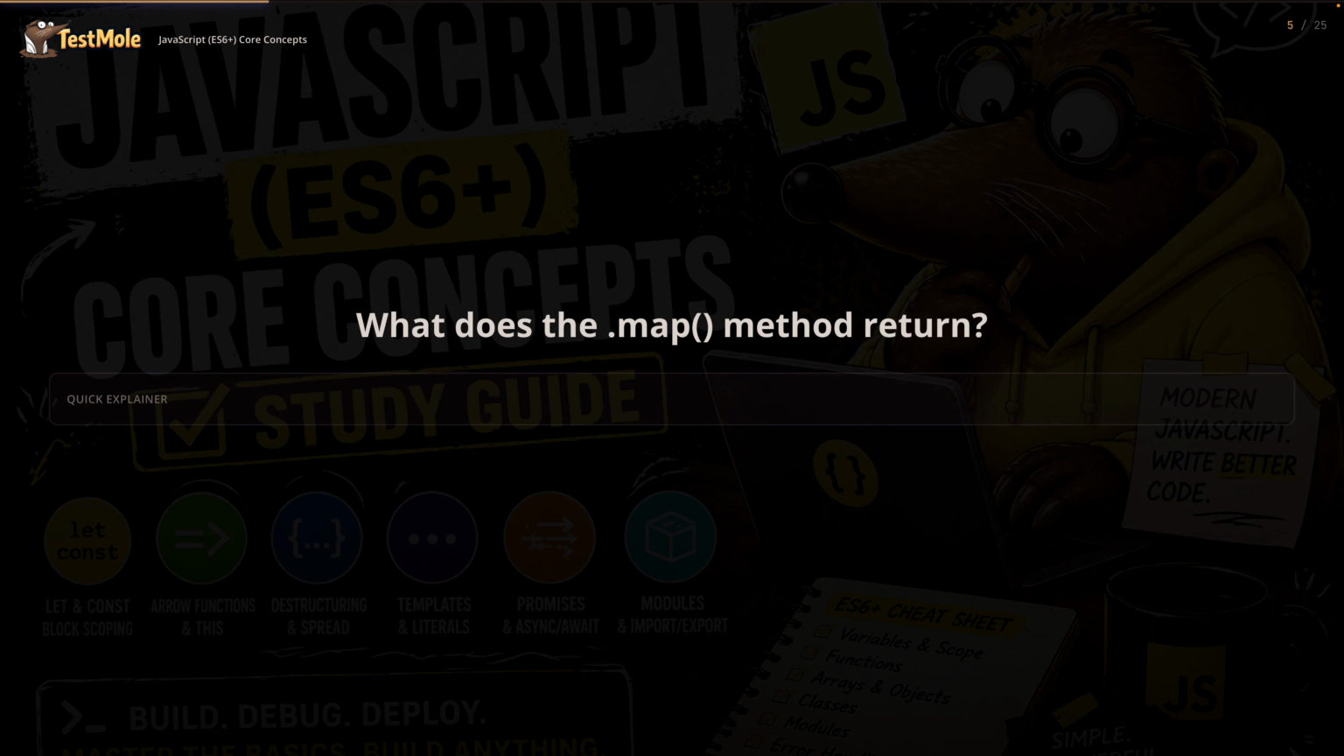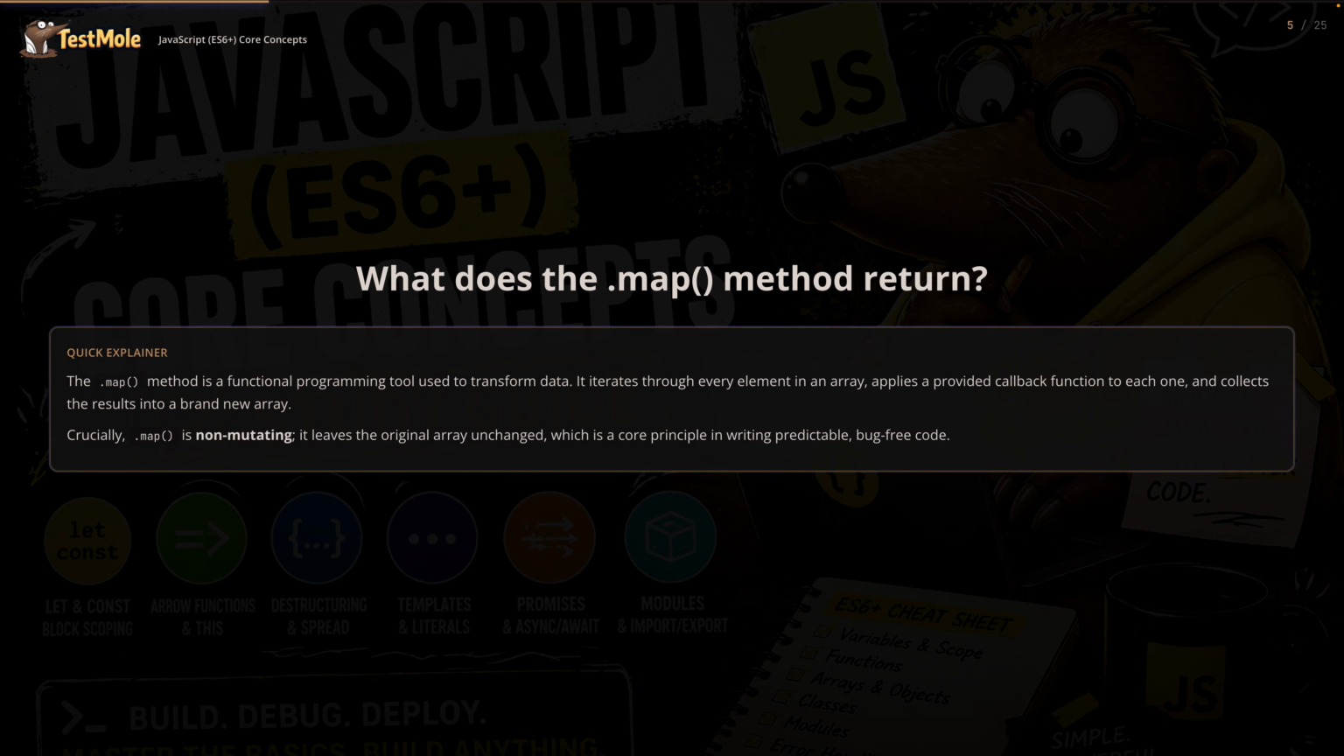What does the .map method return? The .map method is a functional programming tool used to transform data. It iterates through every element in an array, applies a provided callback function to each one, and collects the results into a brand new array. Crucially, .map is non-mutating. It leaves the original array unchanged, which is a core principle in writing predictable, bug-free code.